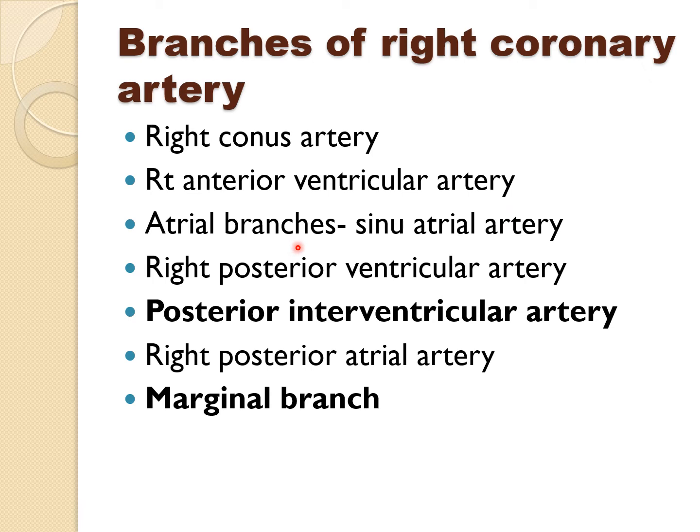So atrial branches are arranged in anterior, lateral and posterior groups. They supply the myocardium of the right atrium. The sinoatrial nodal artery belongs to the atrial rami. The sinoatrial nodal artery is also a nodal branch of the atrial rami.